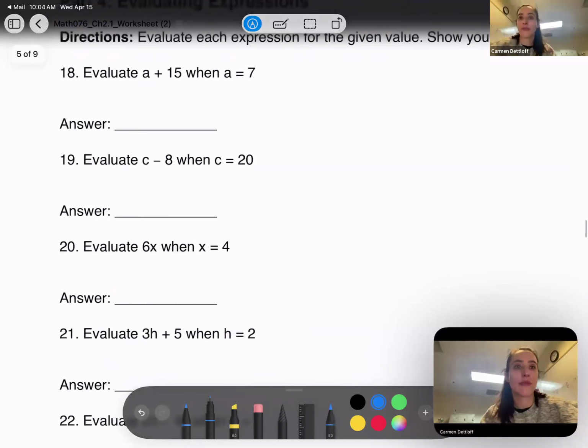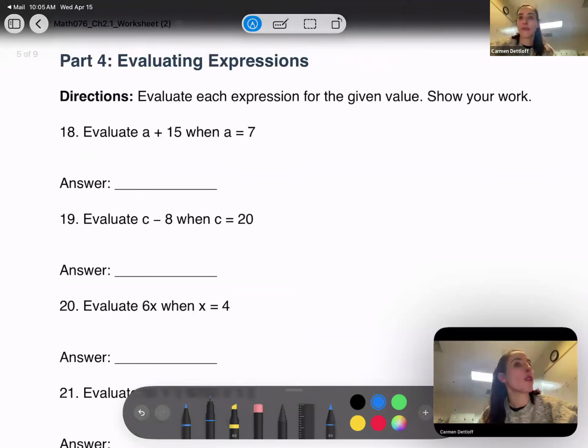Evaluating each expression. This was one of our vocabulary words. Evaluate means we plug in the number. So we're going to plug in 7 for A. So every place we see A, we're going to replace it with 7. So I get 7 plus 15, which is equal to 22. Okay, let's look at the next one.